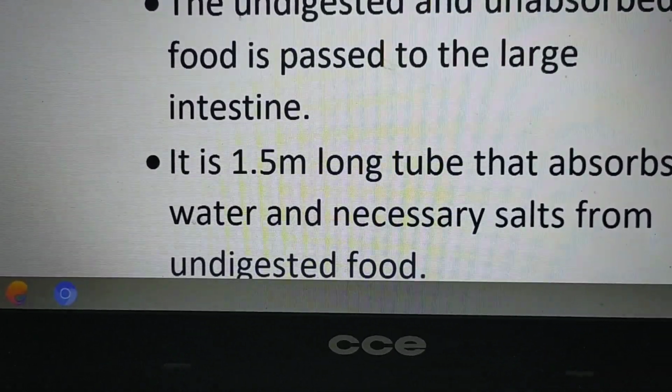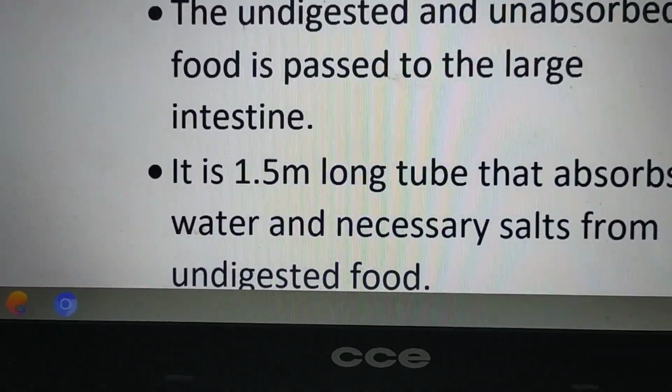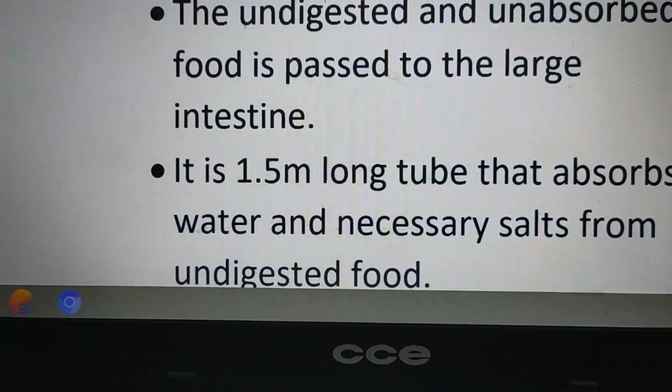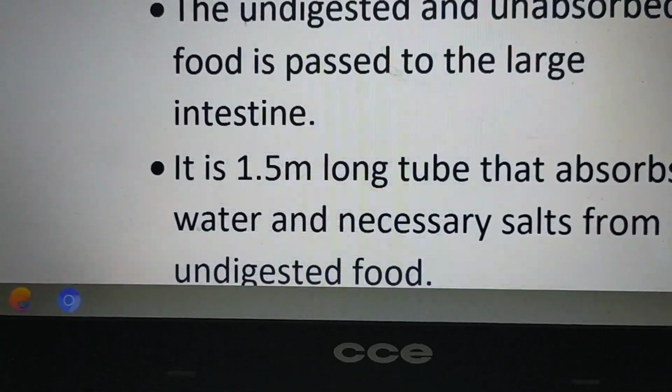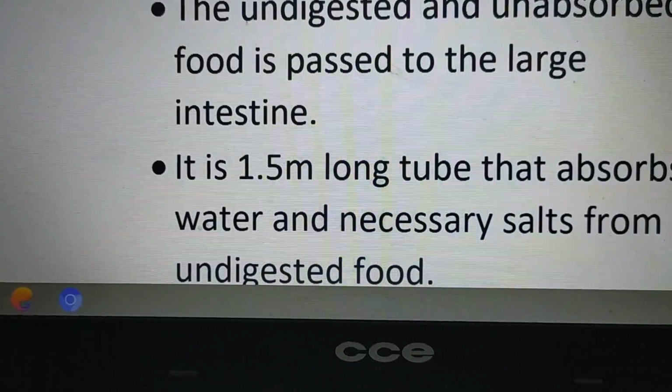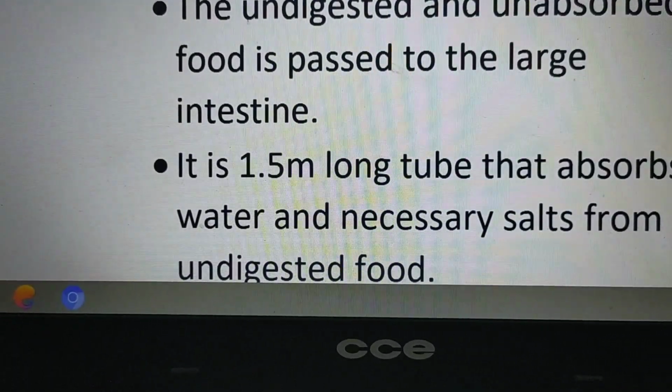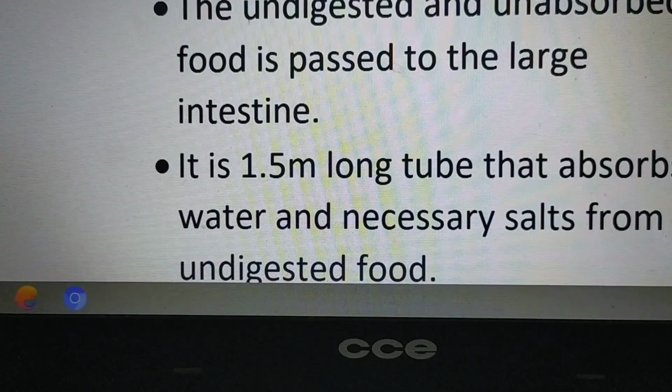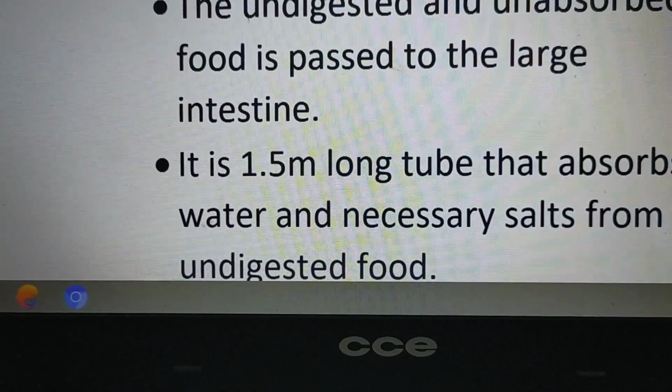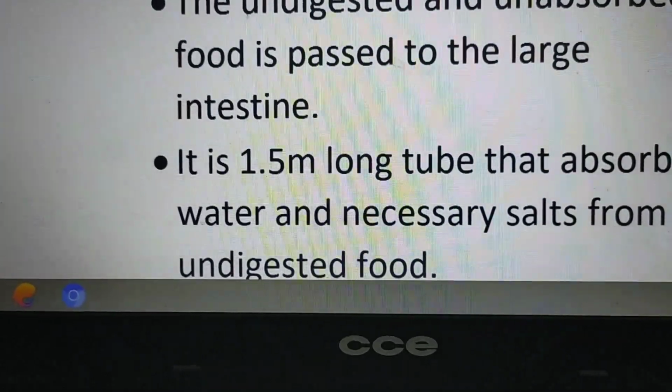So no digestion takes place in this part. Now the food that is left is just wastage. That waste of the food is called feces. You have to remove that feces daily. You go in the morning, you go to the toilet. So that is called feces.